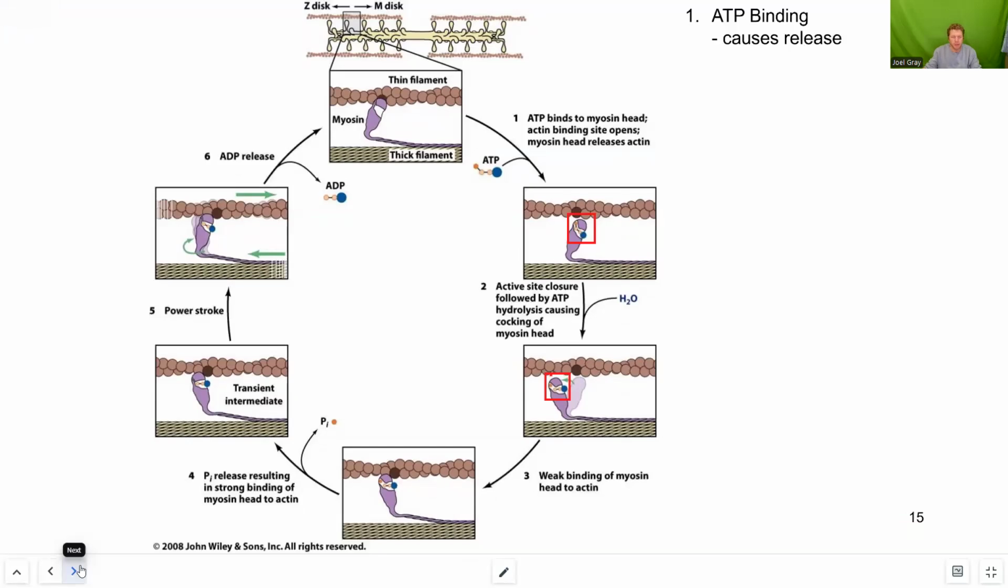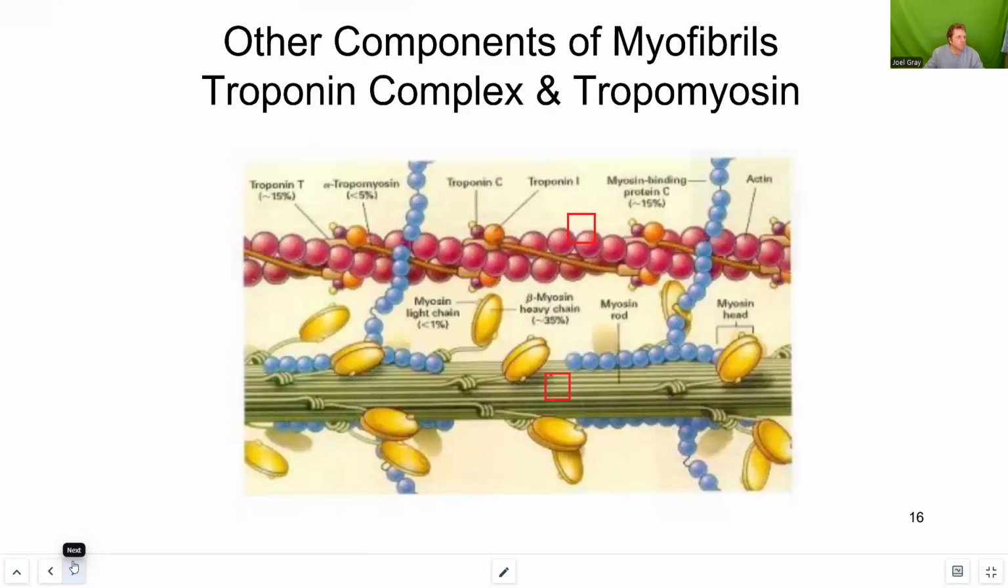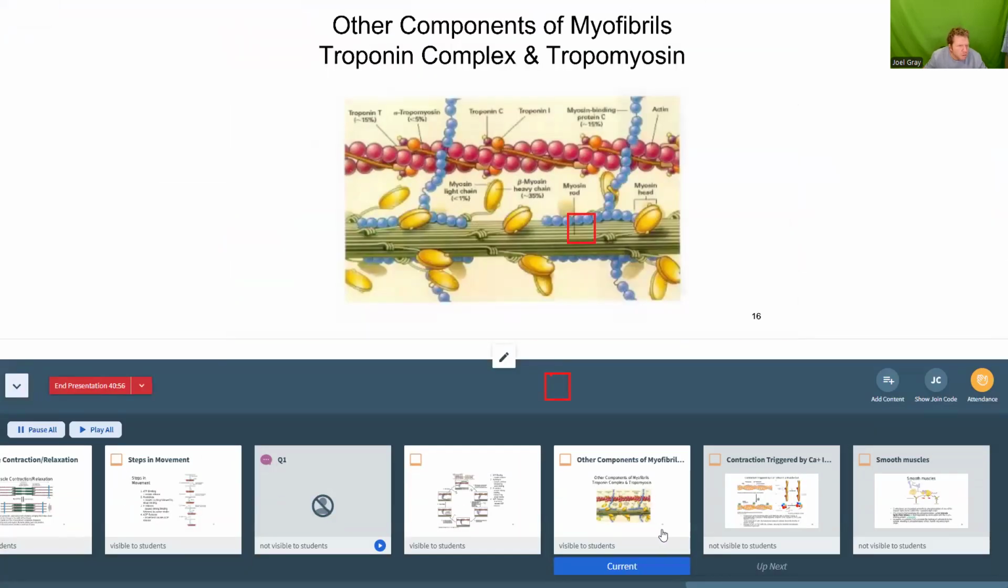Now, ATP binding causes a release. Hydrolysis causes the cocking, followed by the weak binding. Release of inorganic phosphate causes the power stroke of our actin filaments. Those are the important things that I wanted to show with respect to that.